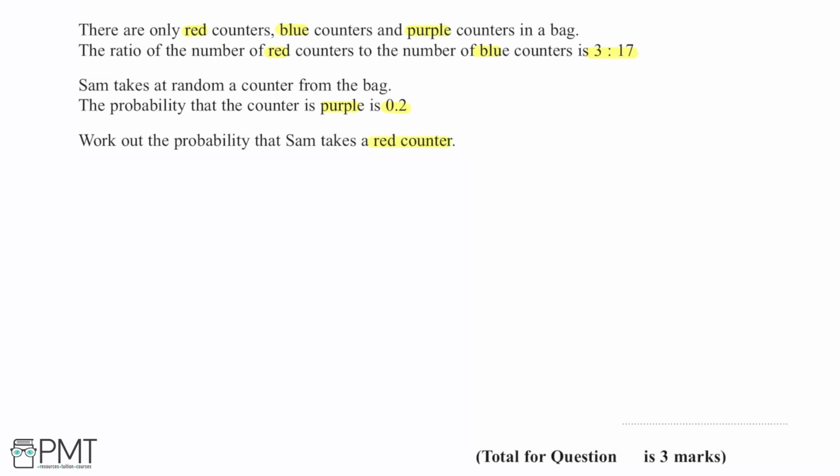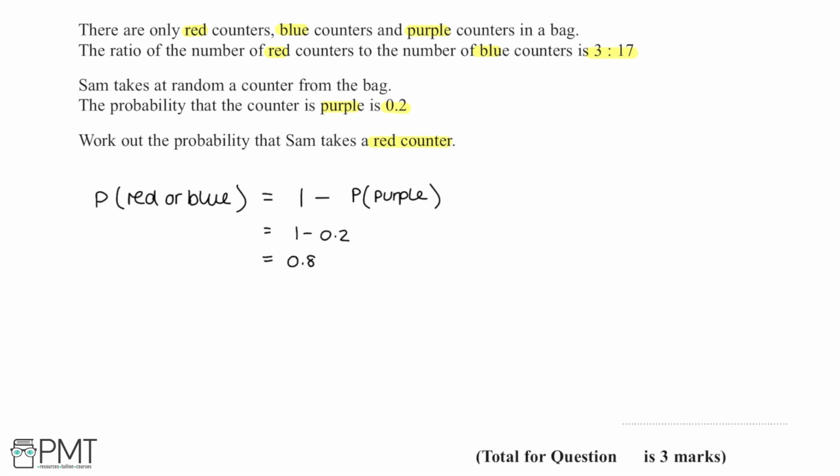So initially here, I'm thinking that if we have the three colours of counter, the red and blue and purple, if we know the probability of him picking a purple counter out, then we also know the probability of him picking either a red or a blue counter out. So the probability of red or blue is simply going to be 1 minus the probability of the counter being purple, because those are the only two other options, red or blue. So we can do 1 minus 0.2, and that gives us 0.8. So the probability of the counter being red or blue is going to be 0.8.